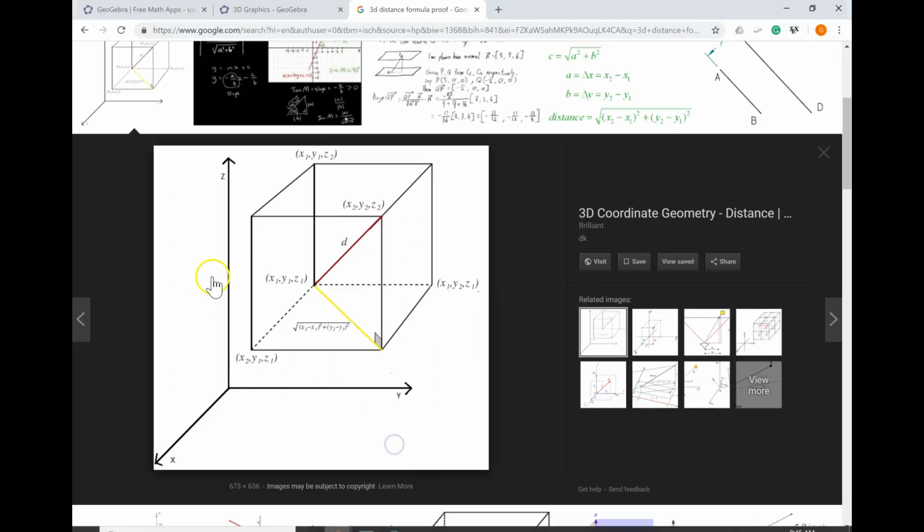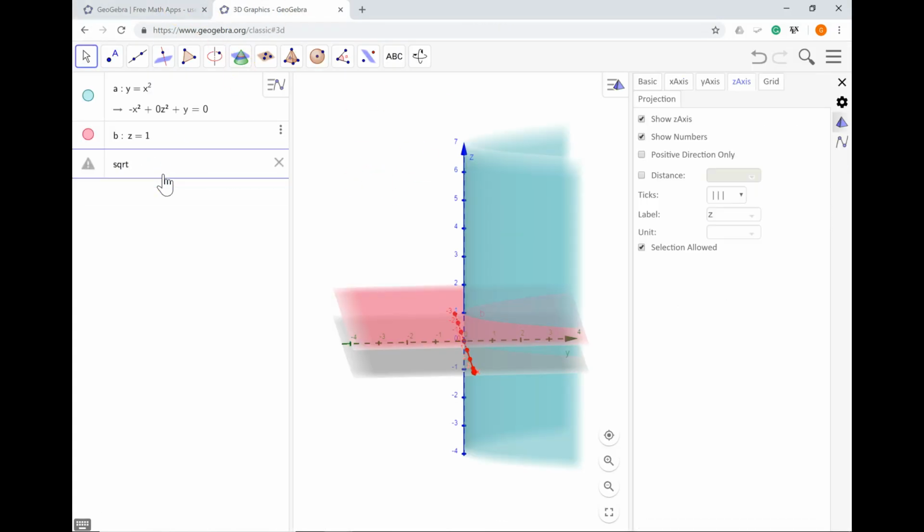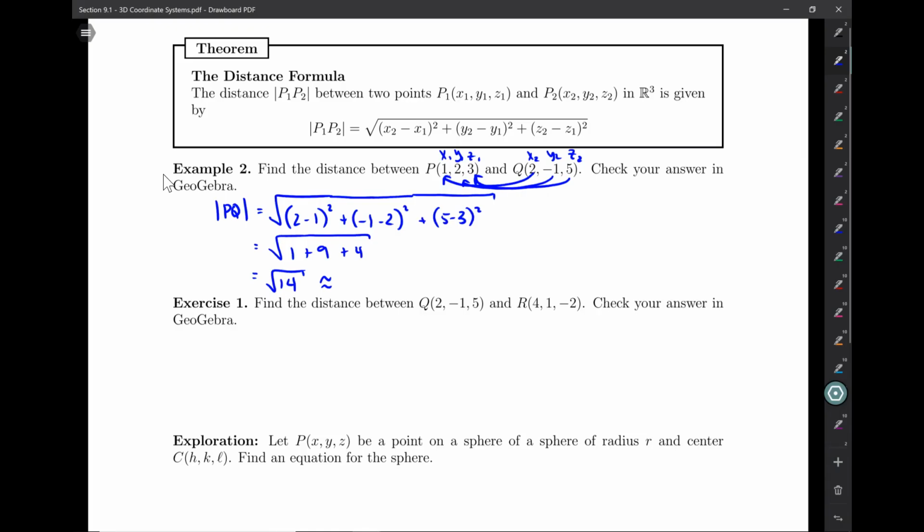And let's go ahead and see. Okay, let's just put in square root of 14 for right now, just so I can get a decimal approximation for that. It's about 3.74. As we expected, it was between 3 and 4, but closer to 4.